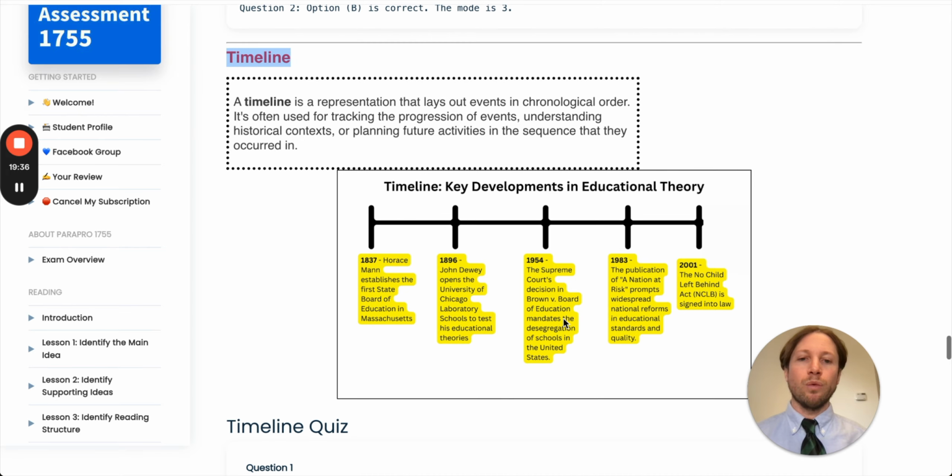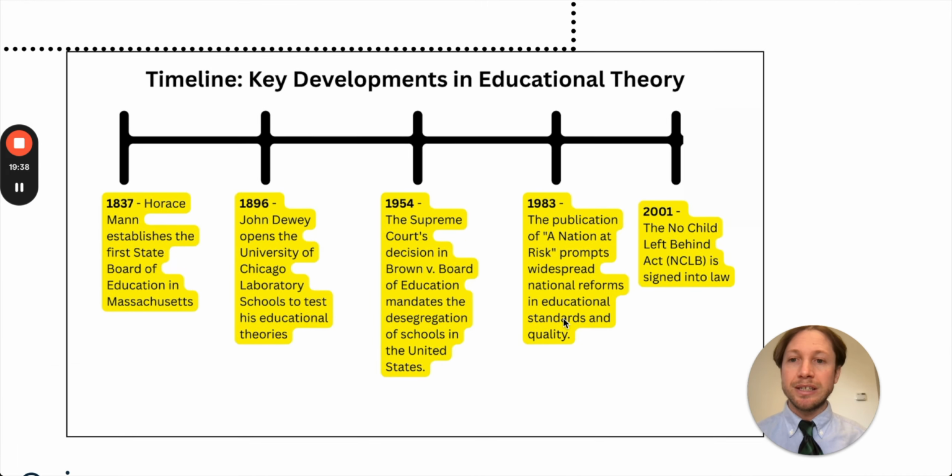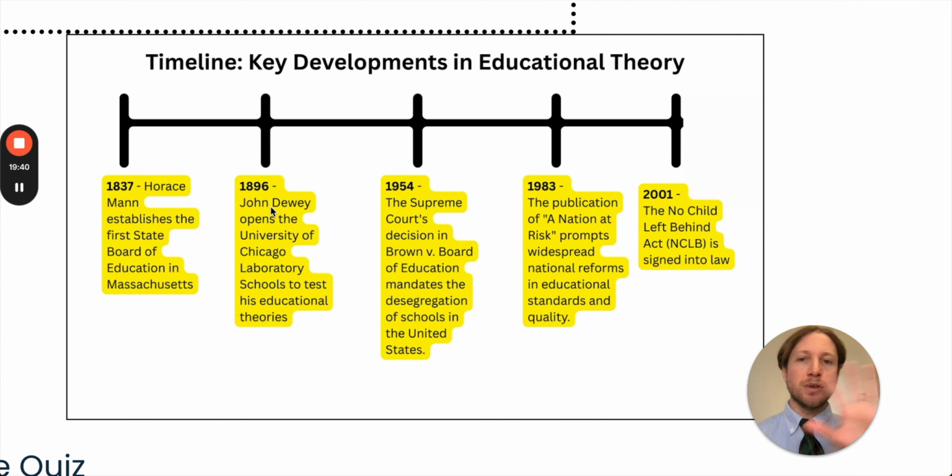All right, so now what I want to do at least, is look at this timeline first and foremost. I like to look at the overall view. I see that there are 5 data points for this timeline. Starting from 1873, Horace Mann establishes the first State Board of Education. 1896, John Dewey opens the University of Chicago. 1954, the Supreme Court's decision, Brown versus Board of Education, mandates the desegregation of schools.